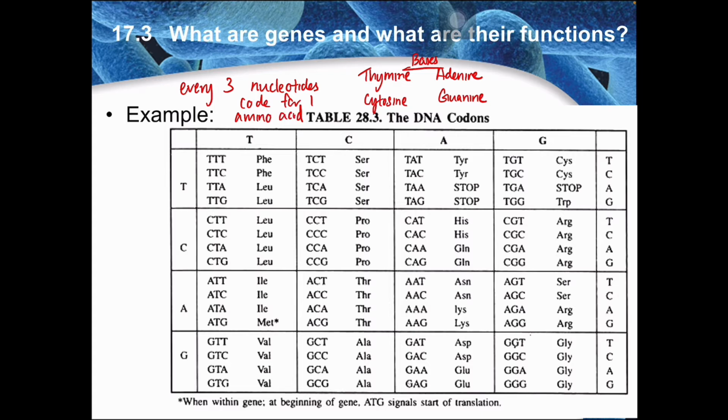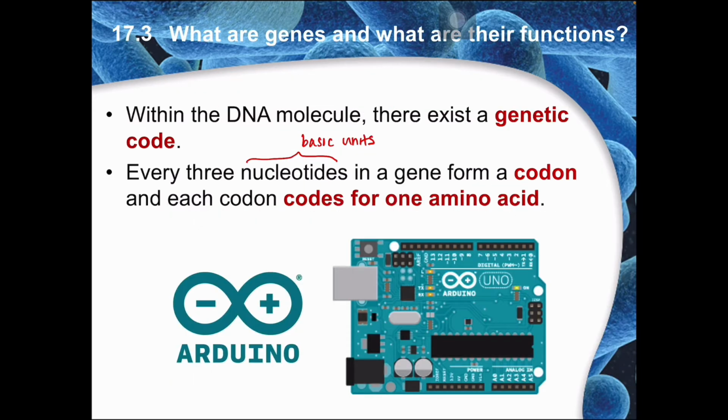This table is just meant to serve as a reference, to allow us to see that, for example, if there's TTT over here, meaning that there's a thymine nucleotide next to a thymine nucleotide next to a thymine nucleotide, so 3 of them, this will code for this type of amino acid that is given the short form PHE. But there's no need for you to memorize this table because this is not something that we want you to remember for the exam. It's more important to know that every 3 nucleotides code for 1 amino acid.